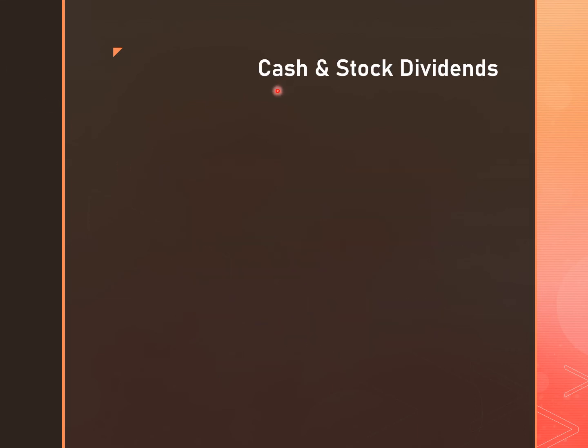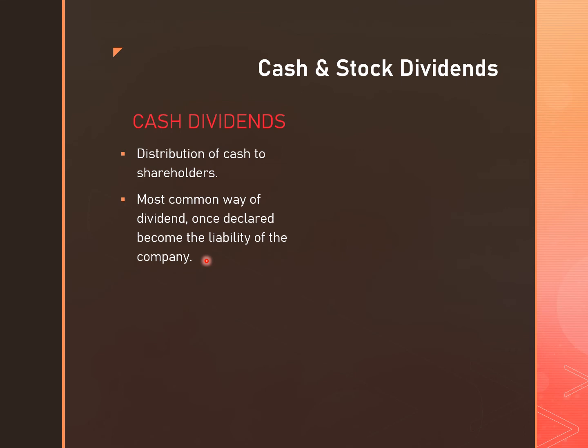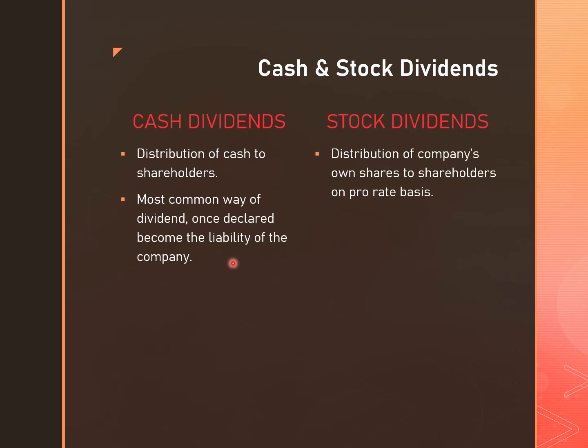Next subtopic kita nak cover mengenai cash and stock dividend. The first one adalah cash dividend, which is the distribution of cash to the shareholder. Is the most common way of dividend. Once declared, it becomes the liability of the company. Next adalah the stock dividend, which is the distribution of company's own shares to the shareholder on a pro-rate basis. Alright, this one apabila company tu dia tak bayar dividend on cash, instead dia bagi share company dia sebagai dividend kepada shareholder.